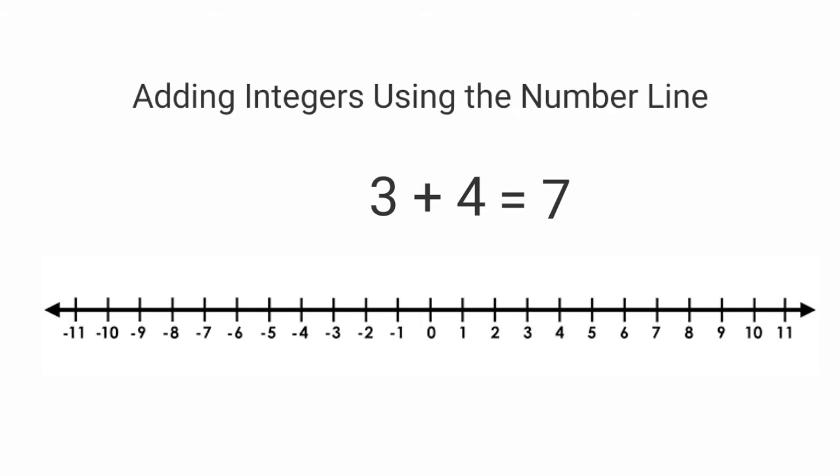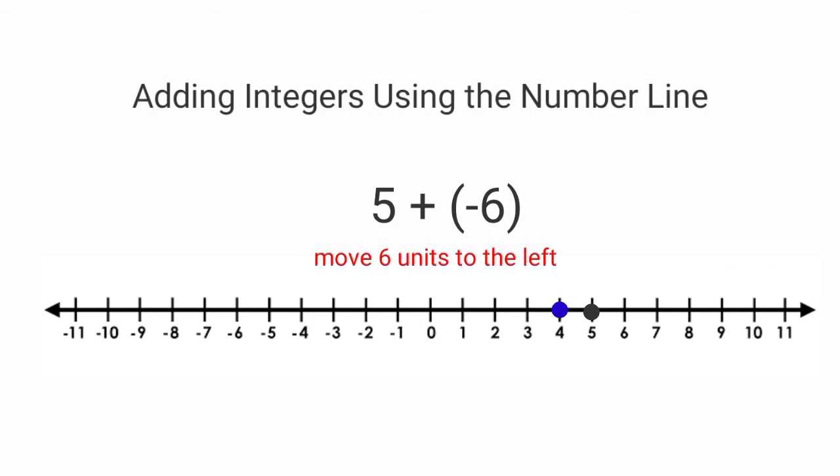So how about we place negative numbers? We have here 5 plus negative 6. So first we will be locating 5 in the number line. And since that is negative 6, we will be moving 6 units to the left. We ended up with negative 1. Therefore, negative 1 is our answer.